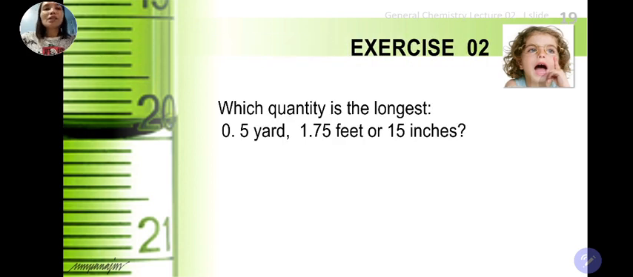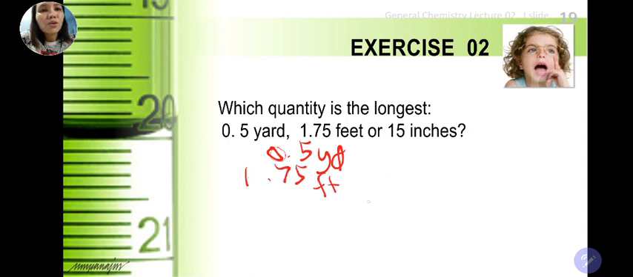Okay, this is your next exercise. I-determine naman natin which quantity is the longest. From 0.5 yard, 1.75 feet, or 15 inches. Alin ang longest? Is it 0.5 yard? Is it 1.75 feet or 15 inches?